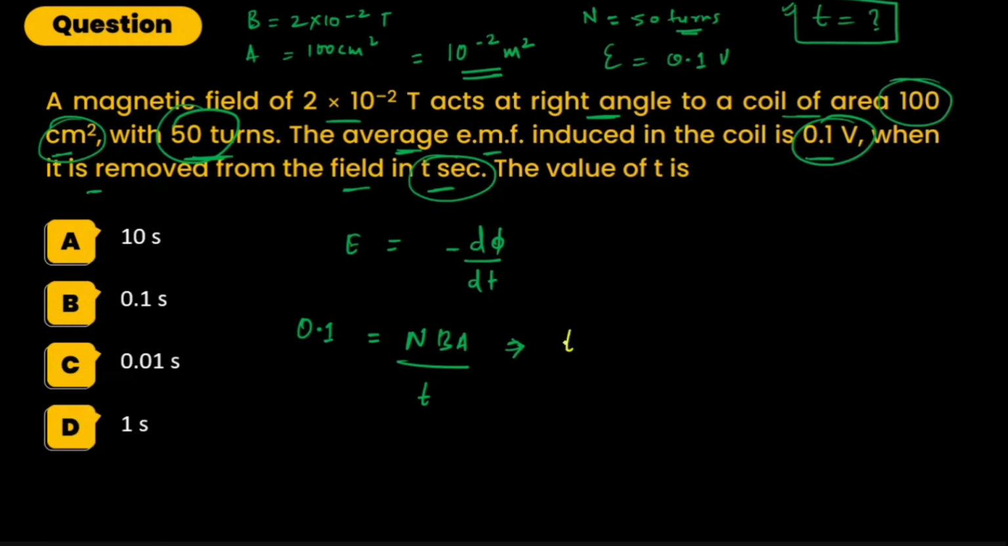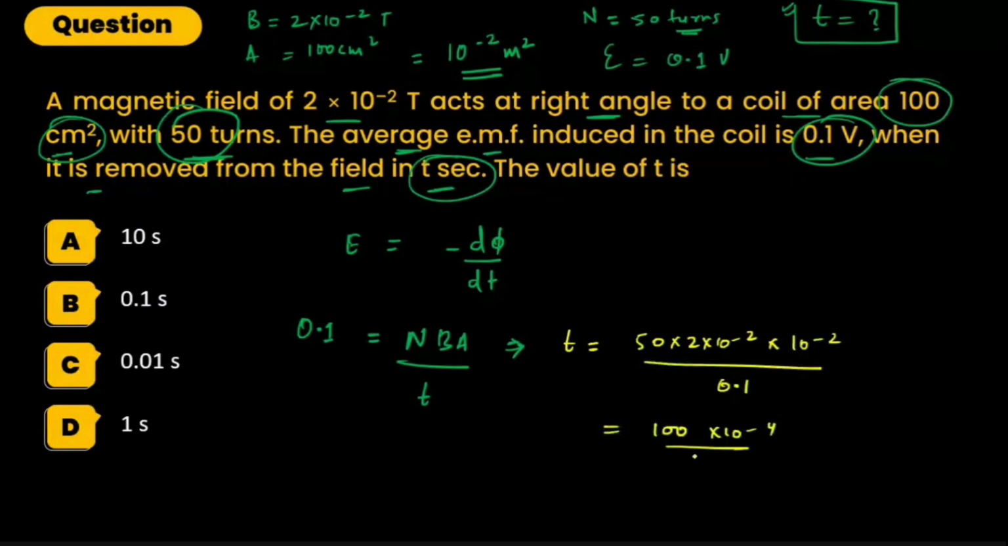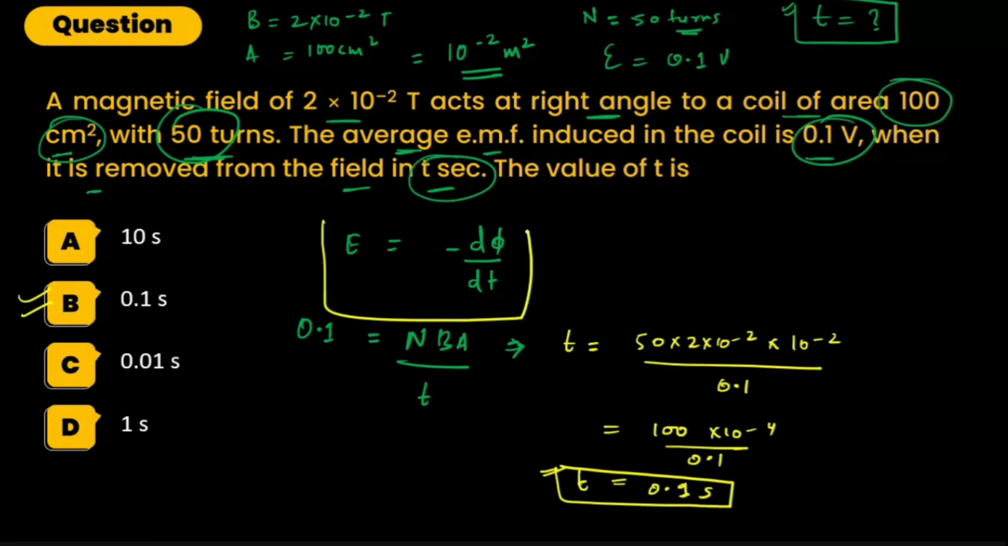T is going to be N is 50, magnetic field is twice of 10 to the power minus 2, area is nothing but 10 to the power minus 2, over 0.1. So if we solve this equation, we'll get 100 into 10 to the power minus 4 divided by 0.1. So this 0.1 will go up and we'll get time is nothing but 0.1 second. So this is how we are supposed to solve this and this is how we are supposed to use this equation.